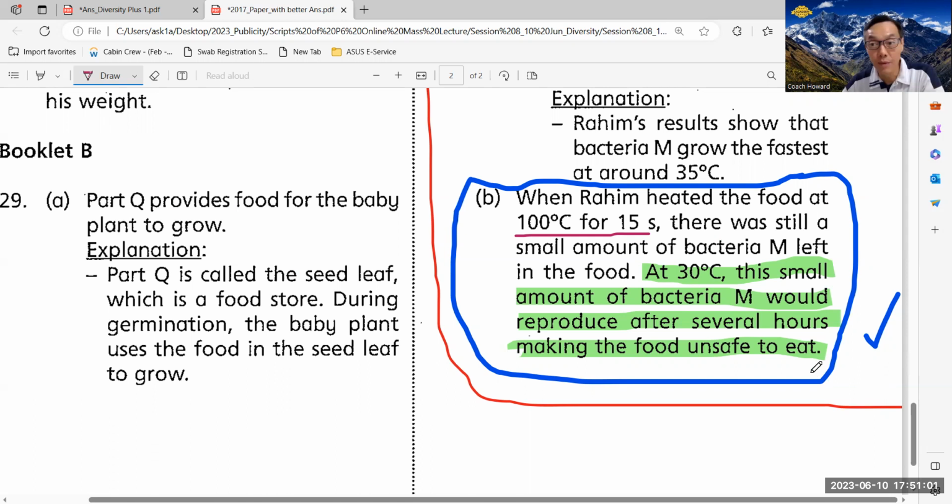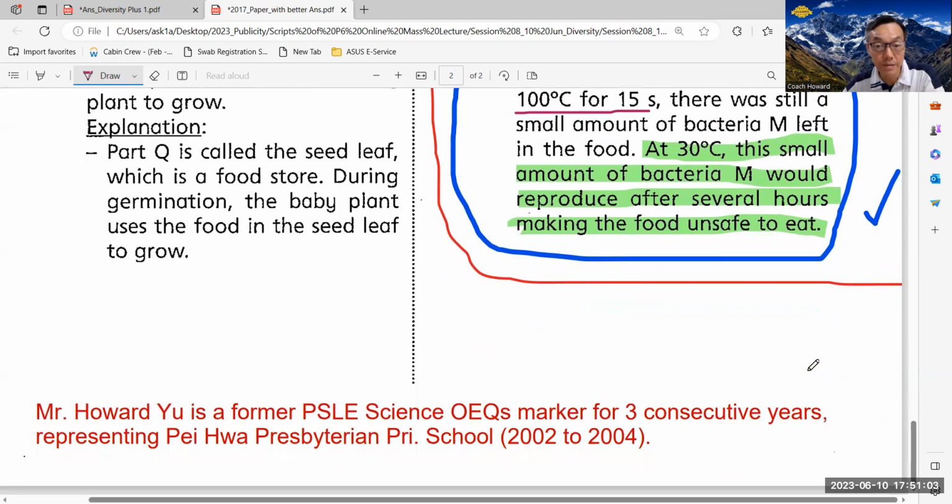Okay, I was able to share this with you because I was a former PSLE marker for 3 consecutive years, representing Pei Hwa Presbyterian Primary School. And this is the Pei Hwa Presbyterian Primary School uniform I'm wearing here. Isn't it nice? I like this part, the collar, this one.